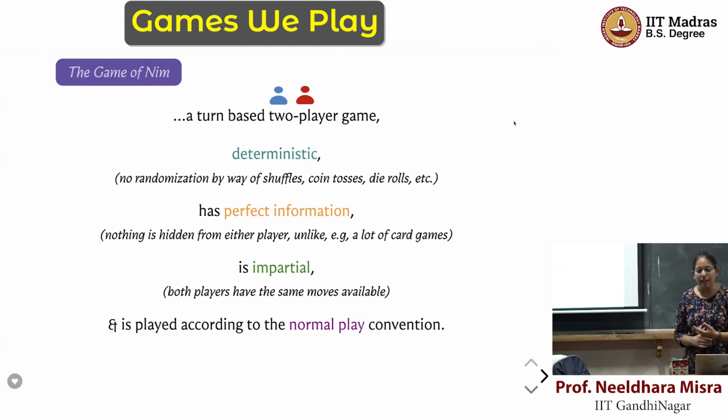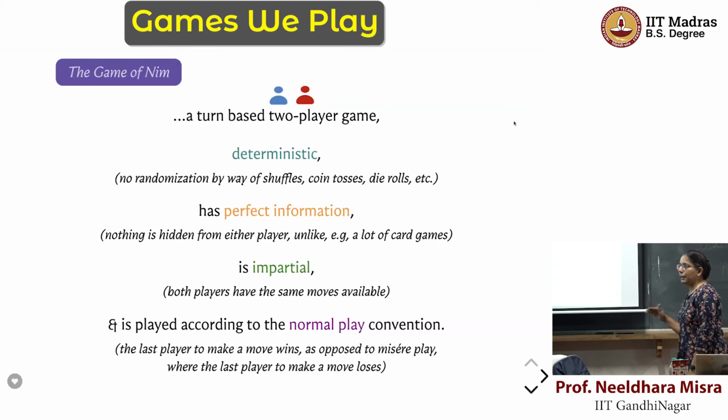Alright, so the convention we have used is normal play. This is what I told you before. The last player to make a move is the player who wins. The other convention is that the last player to make a move loses. Have you ever played tic-tac-toe where you're trying to avoid making a line? You should try that. That's like the misère version of tic-tac-toe, where you win if you don't make a line. So you should try it out sometime.